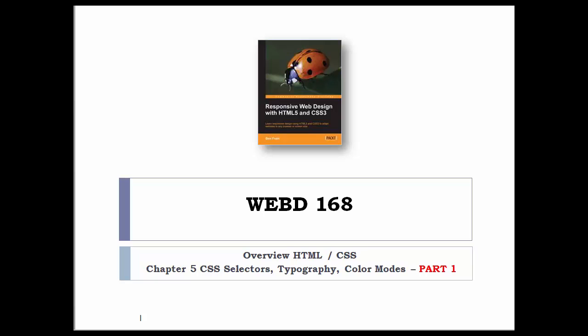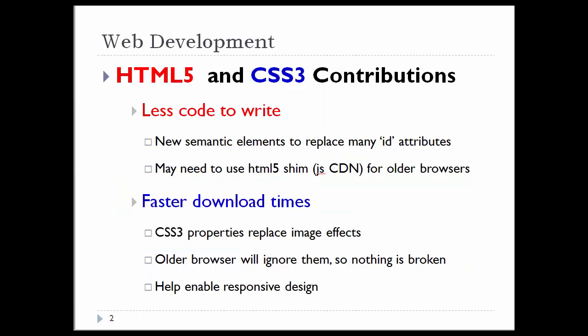In this video, we will cover part 1 of chapter 5. HTML and CSS3 have made some valuable contributions to our ability to write modern web pages and responsive web pages. Now there is less code to write because many of our semantic elements are used to replace commonly used ID attributes. However, you may still need to use a backward JavaScript file for older browsers.